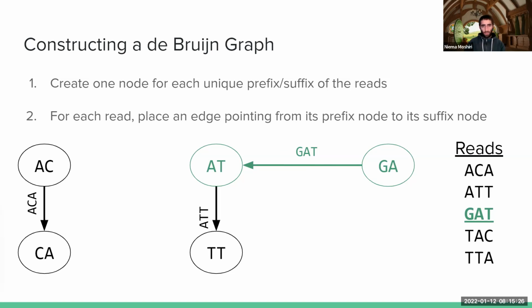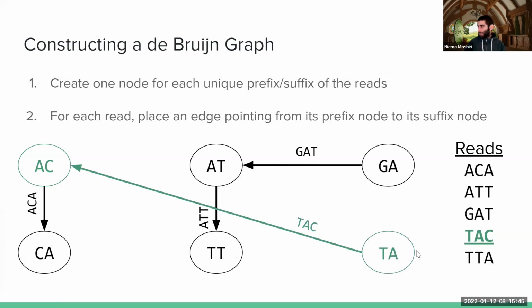Okay. So then next, TA is the prefix. I don't already have it, so I create a new node. AC is the suffix, but I already created a node labeled by AC, so I don't want to make a duplicate. And then TAC is going to be an edge going from TA to AC, and it's going to be labeled by that read, labeled by TAC.